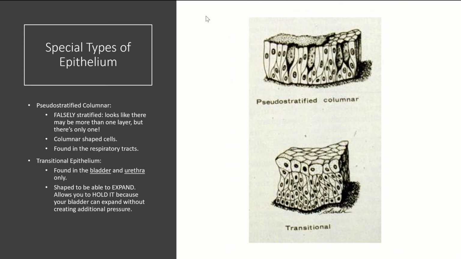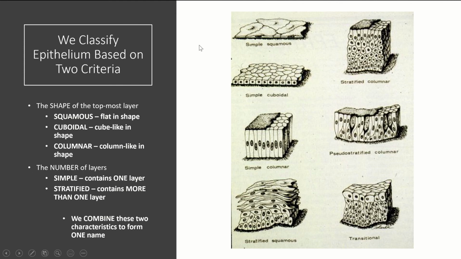All right, so you'll learn in histology we like to classify things, right? We like to give things names, and a lot of the times we have this kind of binary system, and so that's how we're going to classify epithelium. It's this binary naming system, and we classify epithelium based on two criteria. The first one is going to be the shape of the topmost layer of that epithelium, okay?